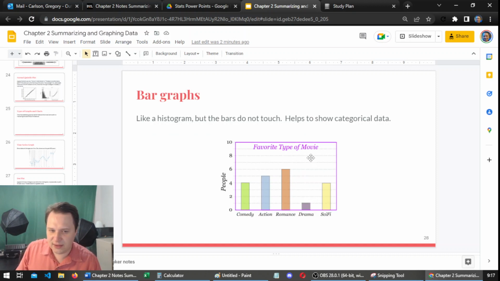It shows frequency. Unlike a histogram, the bars don't touch. And the other thing about a bar graph is that it might be nominal data. With the histogram, you were able to put the classes in order from smallest to biggest. With the bar graph, maybe it's more useful for nominal data where you just have categories and you don't have a way to order them.